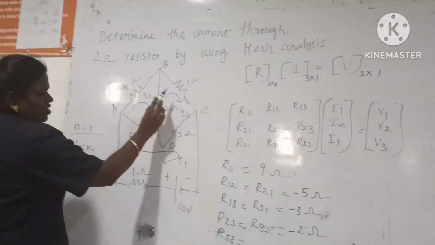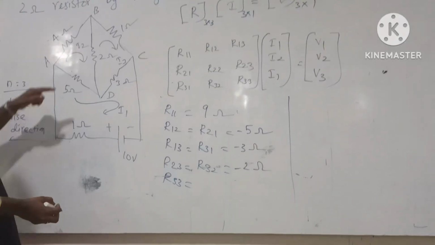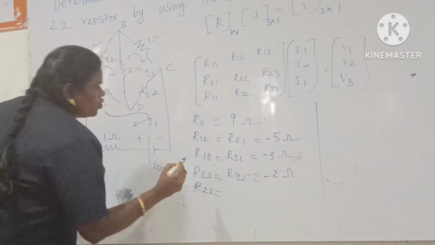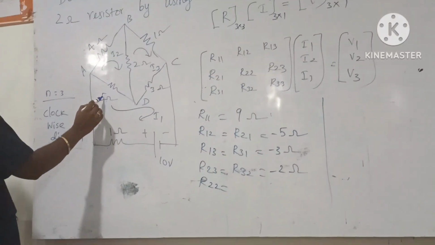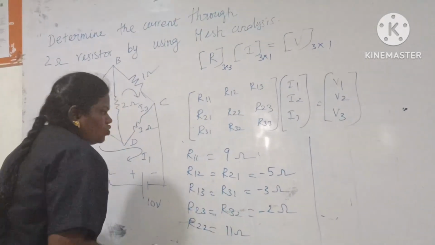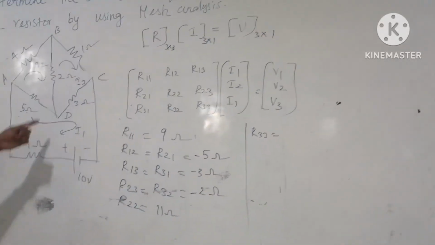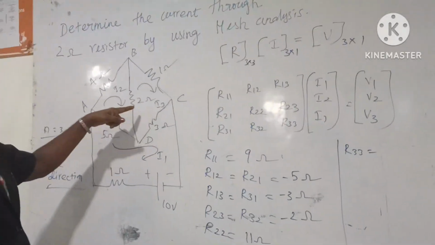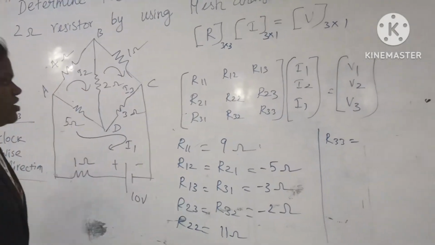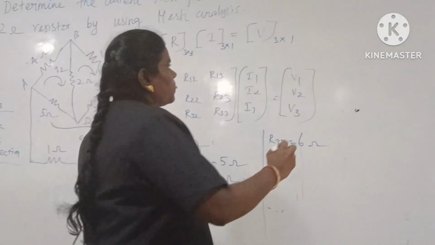Now summing all the loop 2 resistance, R22: 4, 2, 5, that is 5 plus 4 plus 2, 11 ohm resistance in R22. And then R33, the summation of all the loop 3 resistances: 5 plus 1, 6 ohm resistance.